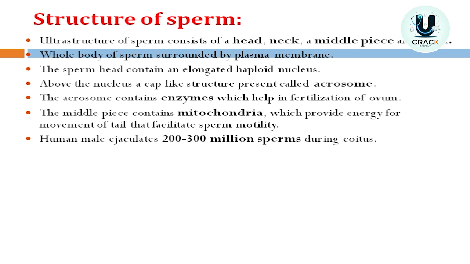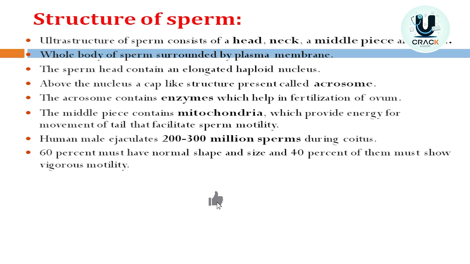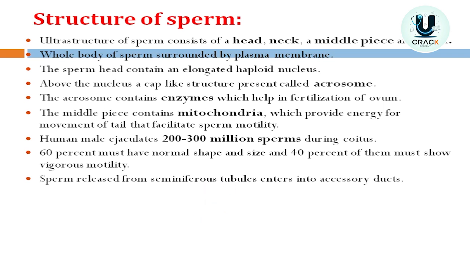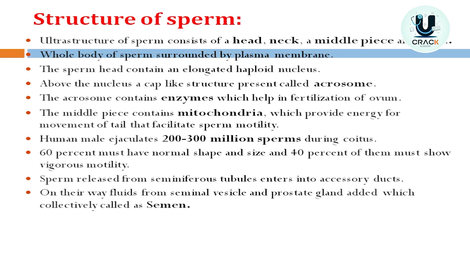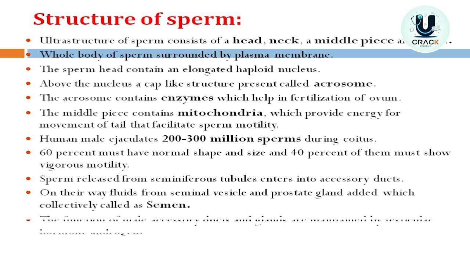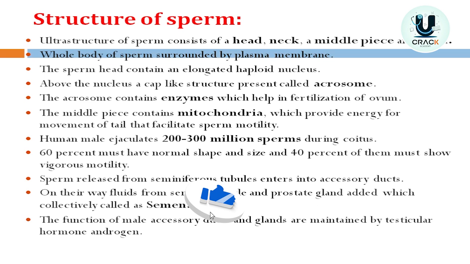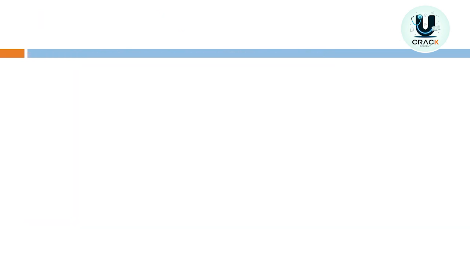Human males ejaculate 200 to 300 million sperms during coitus. 60% must have a normal shape. 40% of them must show vigorous motility. Sperm released from the seminiferous tubules enter the accessory ducts. Along with fluid from the seminal vesicles and prostate, it is also collected as semen. The functions of the male accessory ducts and glands are maintained by the testicular hormone androgen.